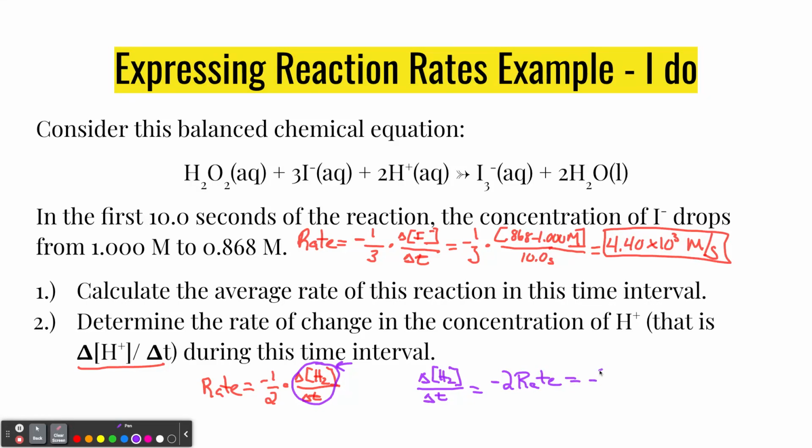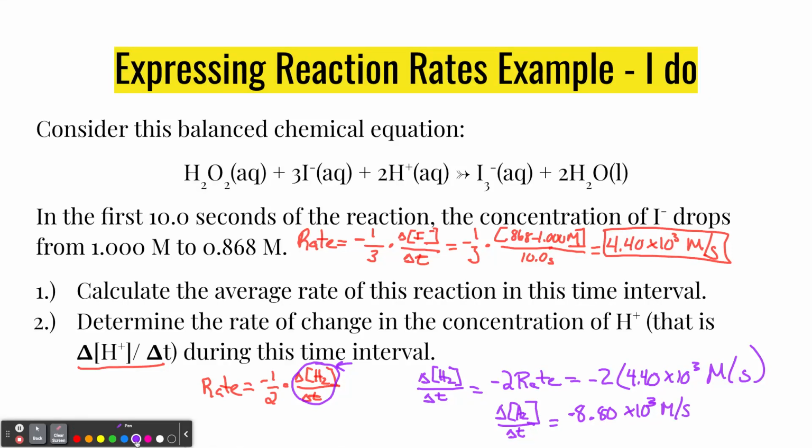So it's going to be negative 2 times 4.40 times 10 to the third molar per second. We multiply by 2: the change in concentration of hydrogen over the change in time would be equal to 8.80. Don't forget the negative here, times 10 to the third molar per second.